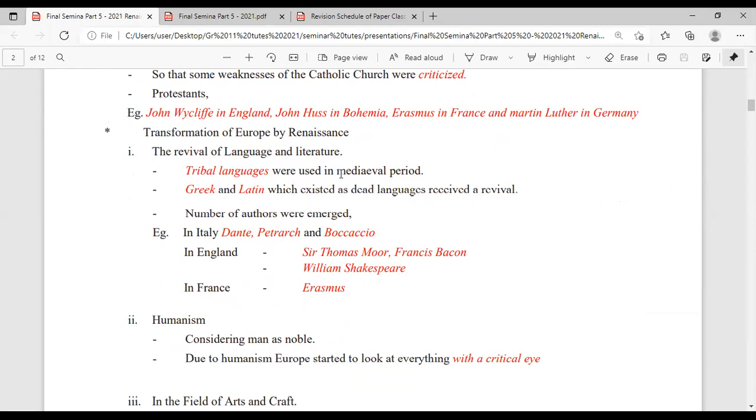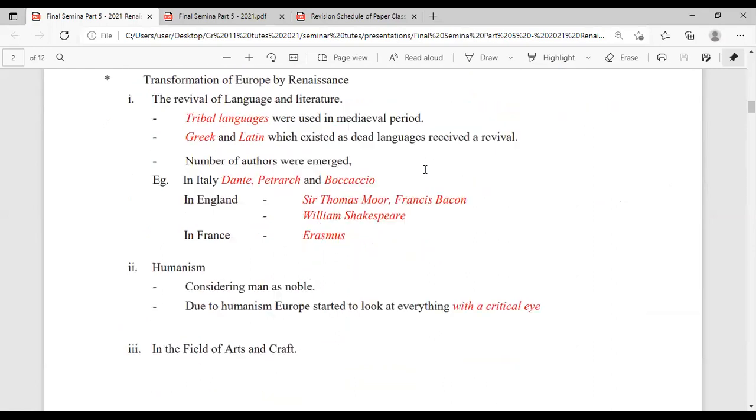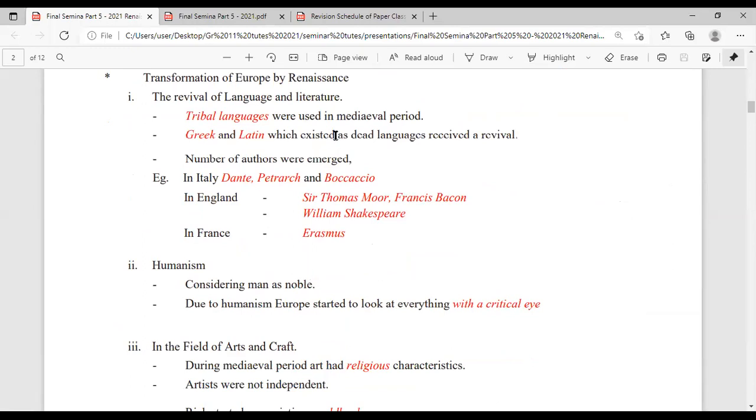Tribal languages were used in the medieval period. Greek and Latin, which existed as dead languages, received a revival. A number of authors emerged. In Italy, Dante, Petrarch, and Boccaccio. In England, Sir Thomas More, Francis Bacon, and William Shakespeare. In France, Erasmus. So they were known as Renaissance authors. Have to learn by heart, huh?